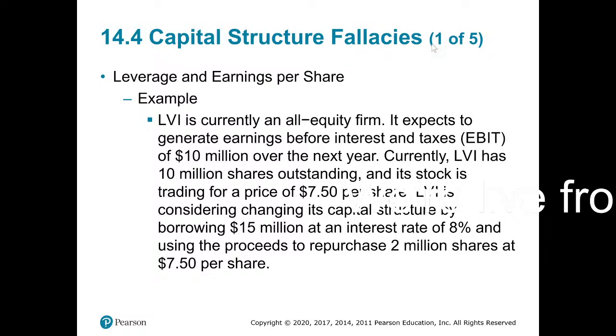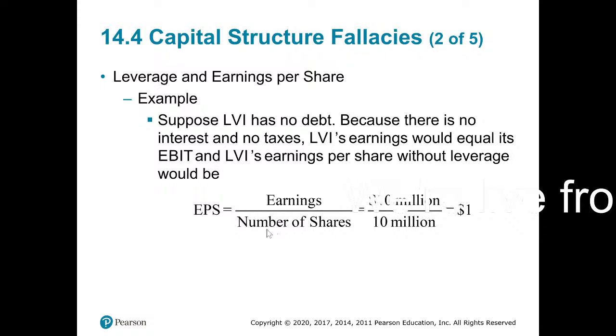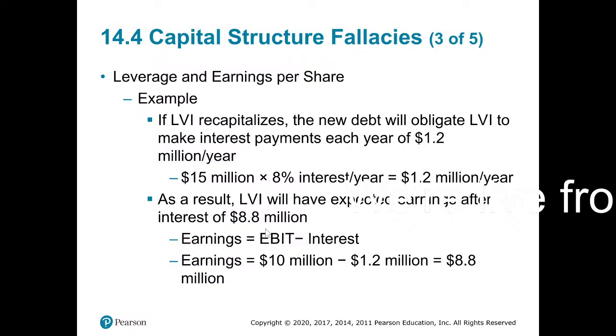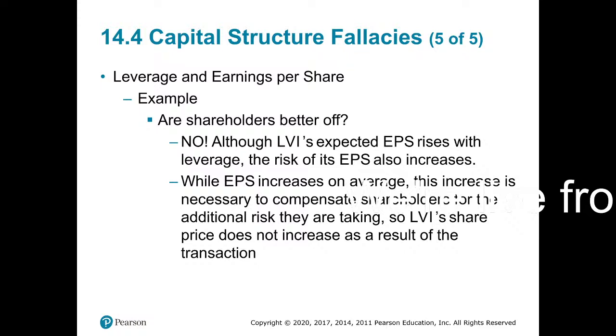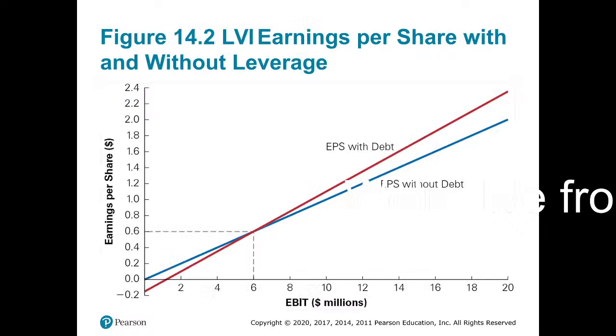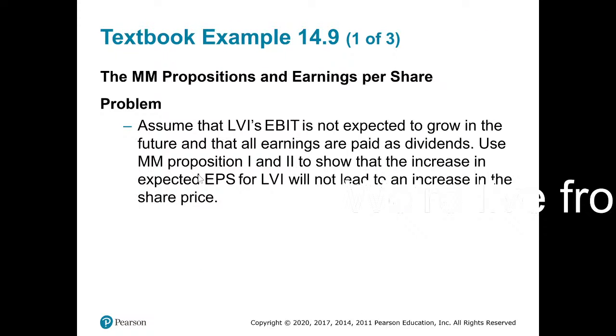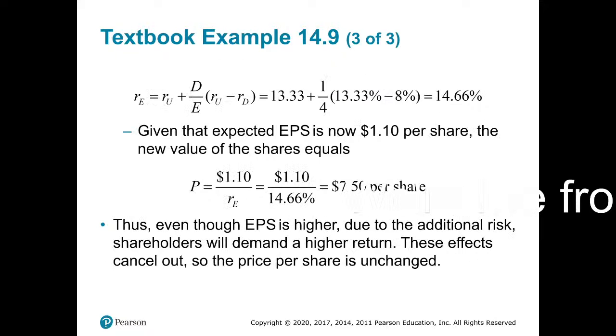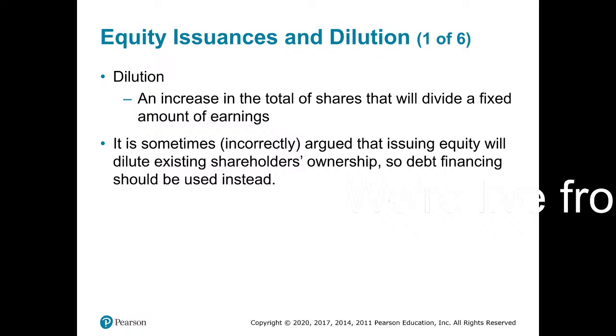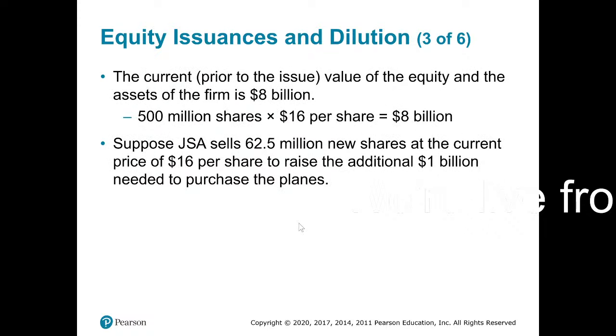And there are 5 fallacies: leverage and earnings per share. I'm going to skip these 5. And this is a visualization of the previous example. And this is another example. And when you issue equity, that's what we call a dilution. A dilution usually is not good for the company. I'm going to skip this 6.